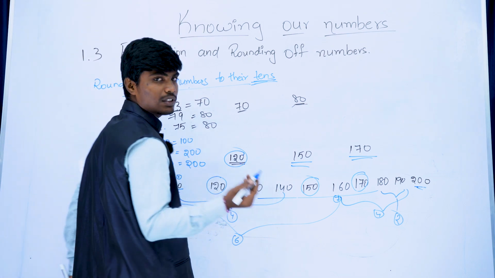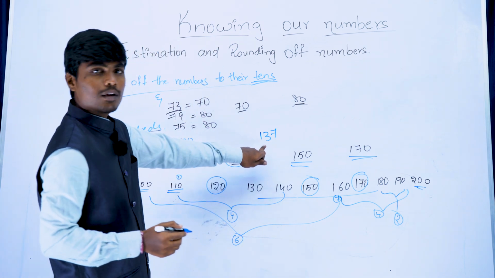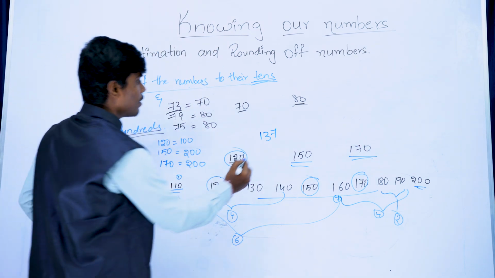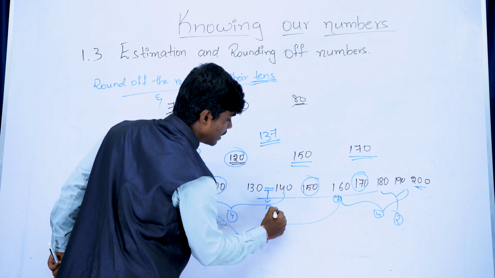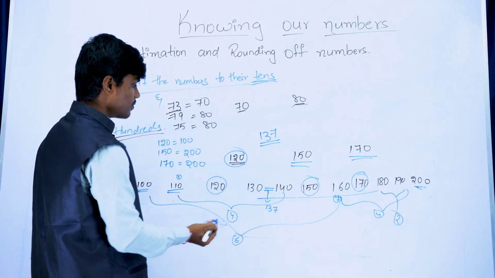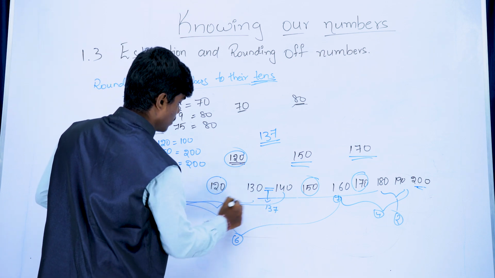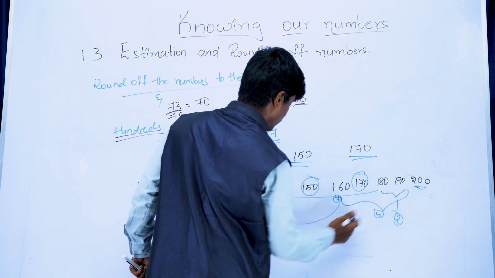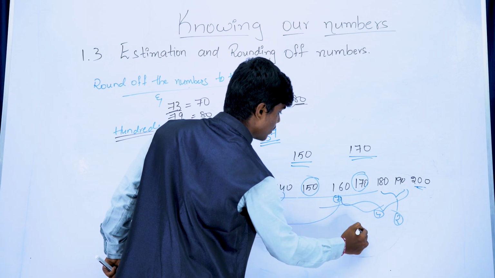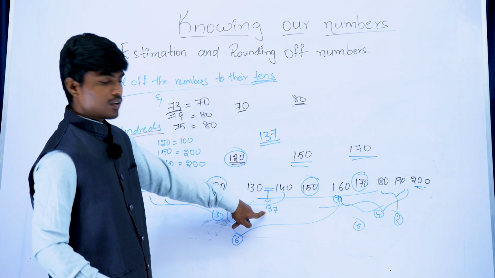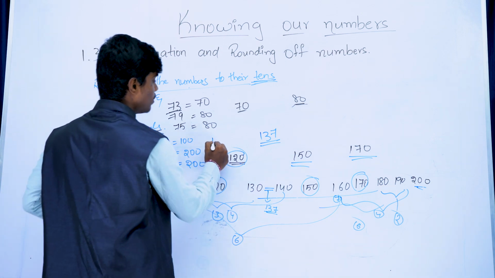Suppose we take 137 and round it to the hundreds. See, 137 lies between 130 and 140. Here the distance is 1, 2, 3, and here we have 1, 2, 3, 4, 5, 6. Here we have 6. So 137 is nearer to 100. So it is rounded to 100.